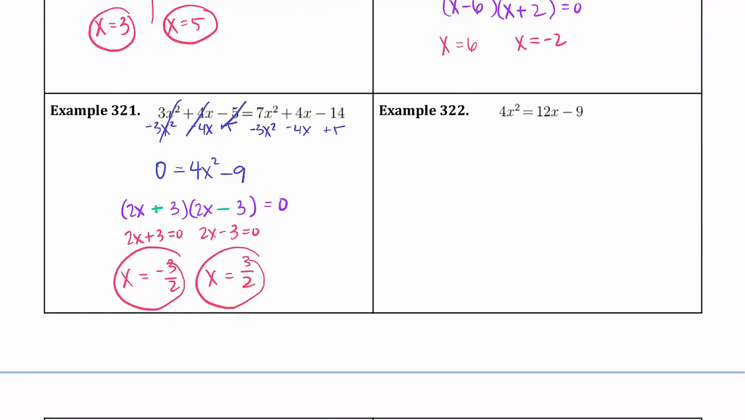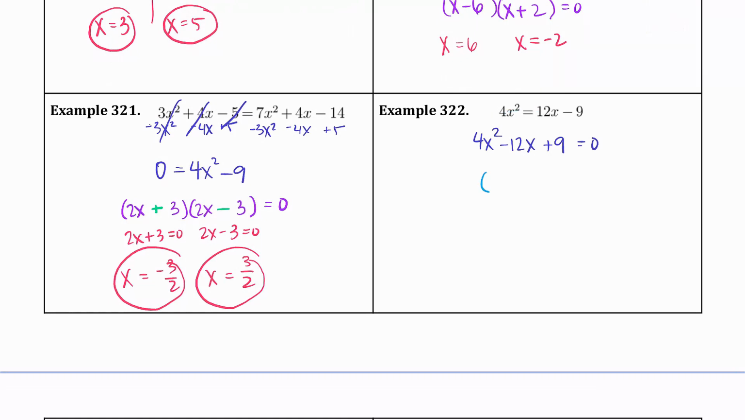All right, on example 322, let's move everything to one side. I'm going to move everything to the left side. I end up with 4x squared minus 12x plus 9 equals 0. You may or may not recognize this as a perfect square trinomial. If you don't recognize it as a perfect square trinomial, that's okay. We could factor by grouping.